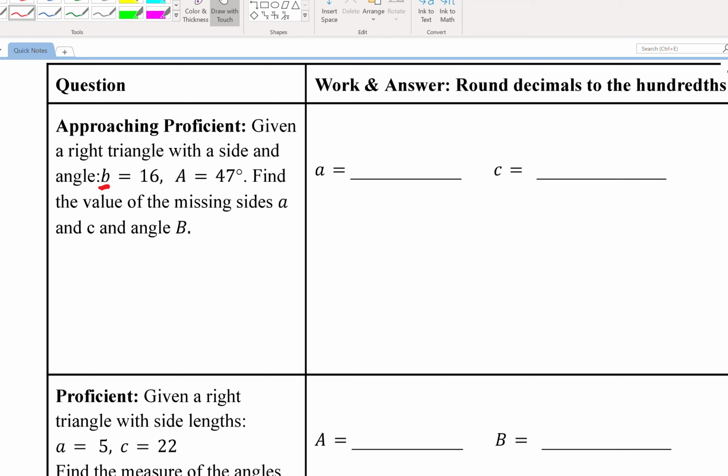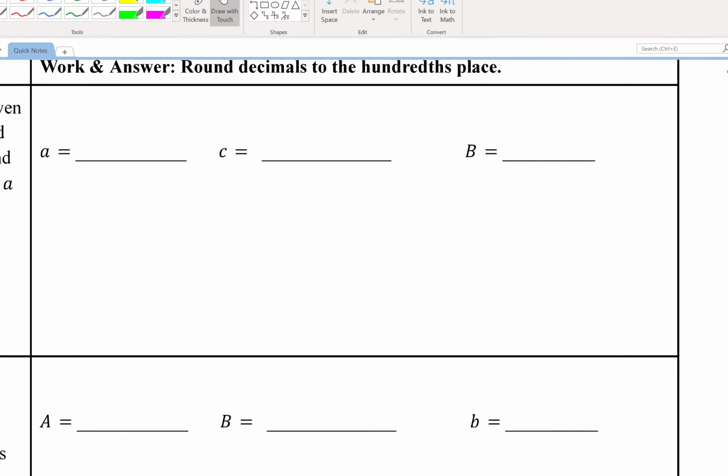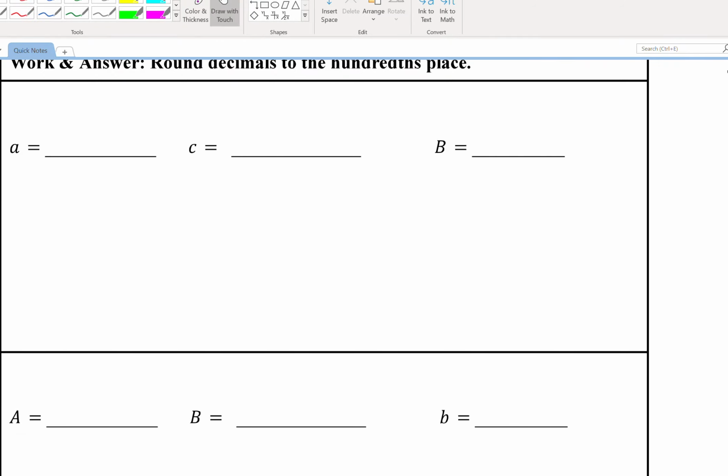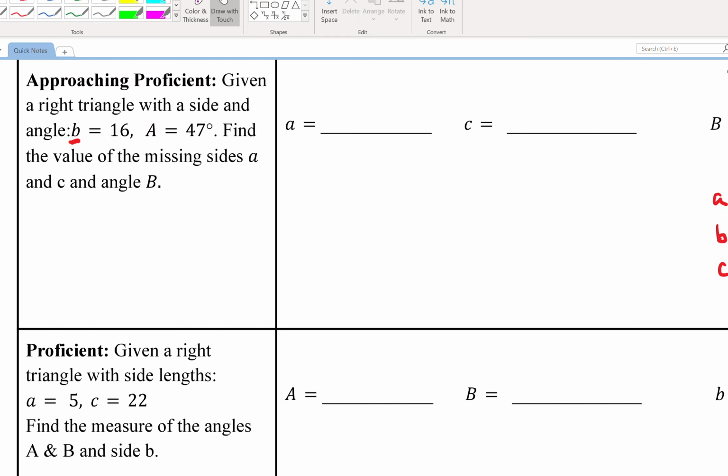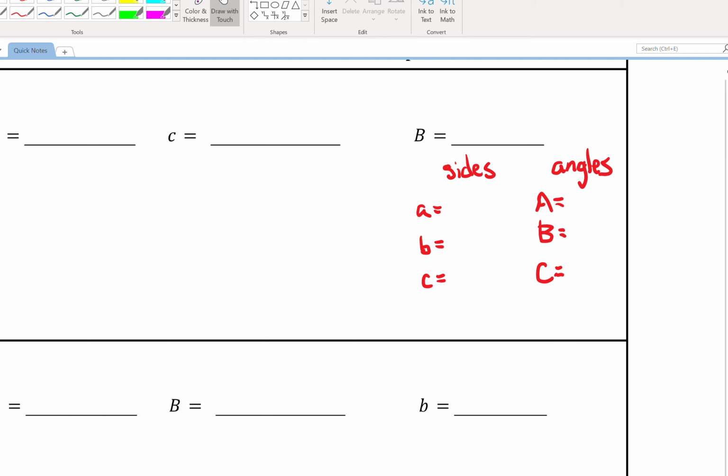Now, I know that somebody here was very well-meaning, but I like to list out everything that I've got. So I'm going to put sides and angles, and then I'm going to list what I've got here. Sides, I know a little a, little b, and little c. And angles, capital A, capital B, and capital C. And most of the time, capital C is going to be 90 degrees.